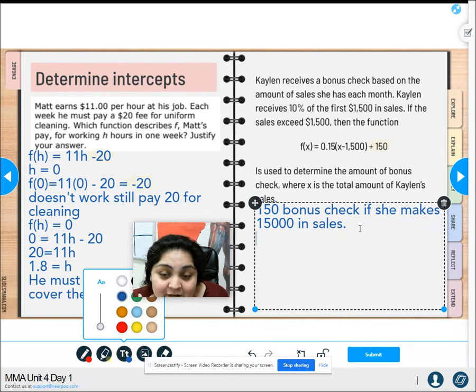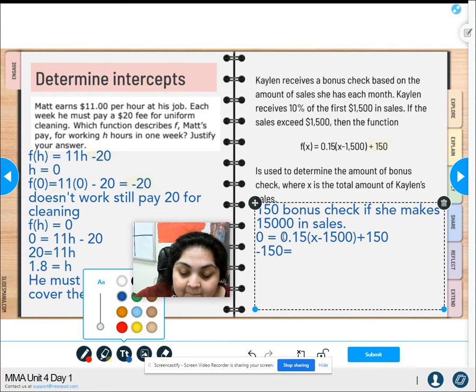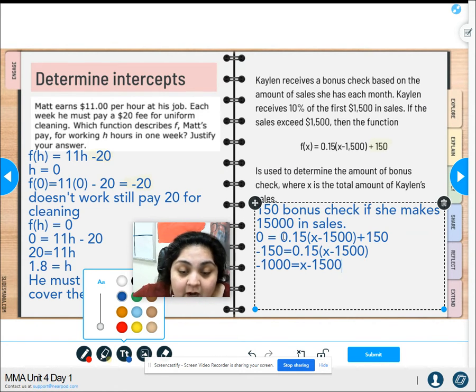Okay, so what are we going to do now to figure out the x-intercept? Remember, the x-intercept is when we let y, f of x, equal 0. So we will put 0 equals 0.15 times (x minus 1500) plus 150. I would subtract 150 from both sides. Divide by 0.15. Let me get my calculator out again. 150 divided by 0.15 is 1,000. So negative 1,000 equals x minus 1500.